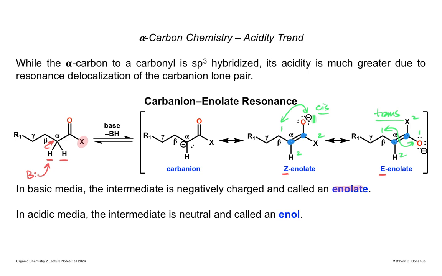So the negatively charged species are called enolates. And if they're neutral, if the oxygen has an OH, then it's called an enol. So an example of that would be, so that's an alkene alcohol, an enol. It's just been abbreviated and smashed together.